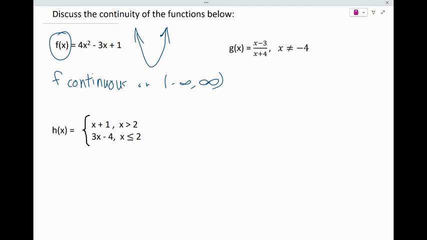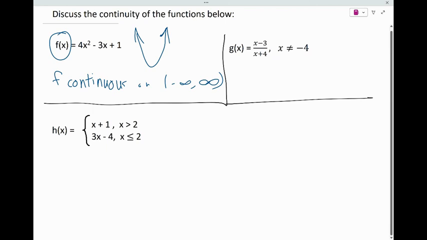When we take a look at g of x, let's just separate this over here. When you look at g of x, you might recognize this as a rational function with vertical asymptotes, and in fact, it shouldn't be hard to see that x cannot equal -4. That's one of the domain restrictions, and also we can see that it causes g of x to have a vertical asymptote.